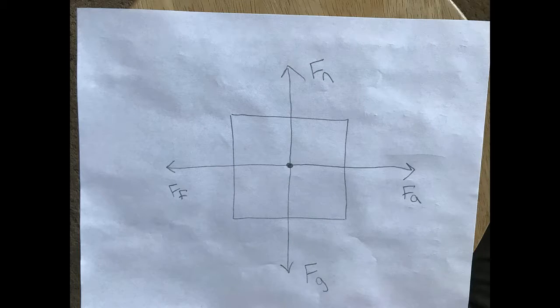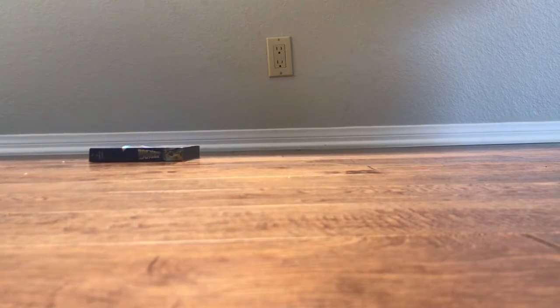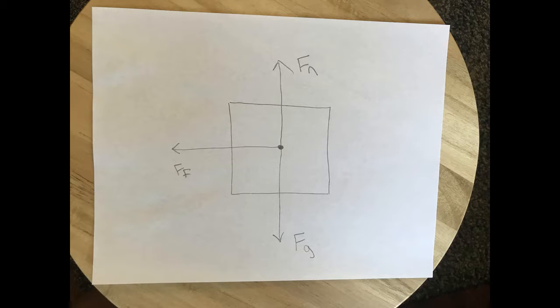Gravity counters normal force and applied force counters friction. However, if I push the box and let go, it slows down. There is no force countering friction, so the forces are unbalanced, meaning there is a net force.